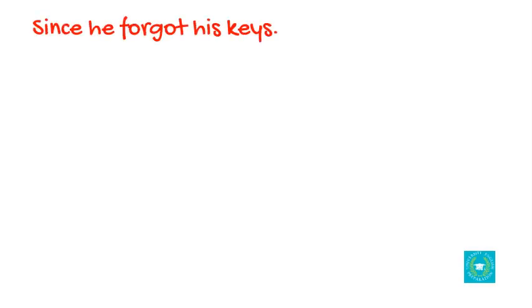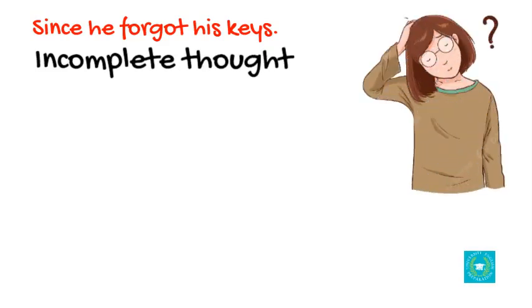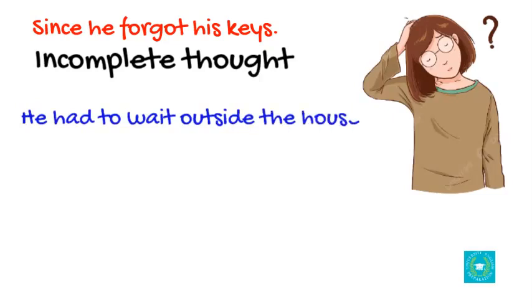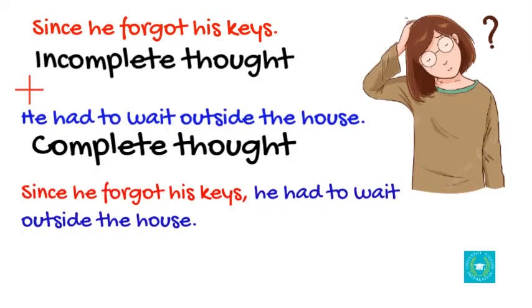Let's look at an example. "Since he forgot his keys" is an incomplete thought. We have so many questions, we need so much more information. We can't use it by itself. "He had to wait outside the house" is a complete thought. Combining these two would make a complete thought with lots of information.